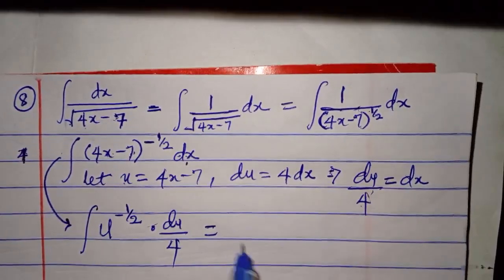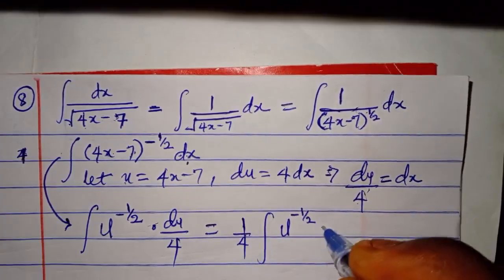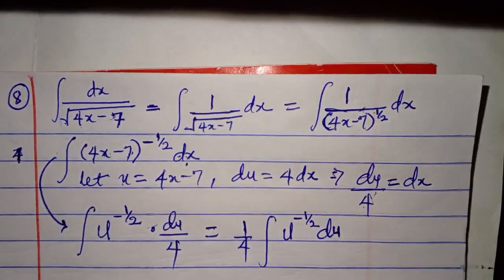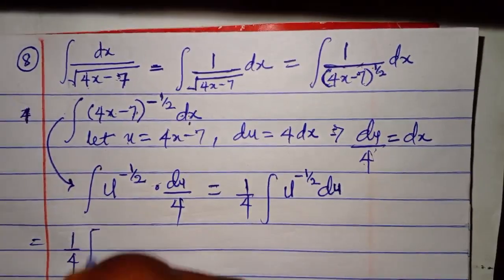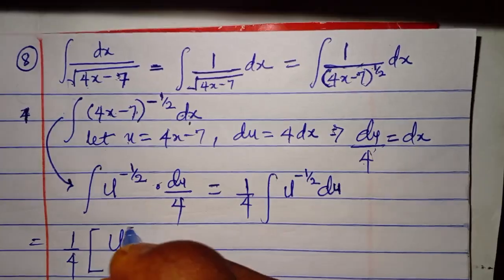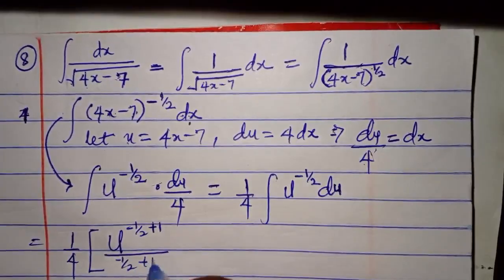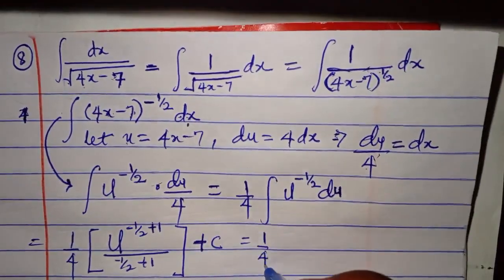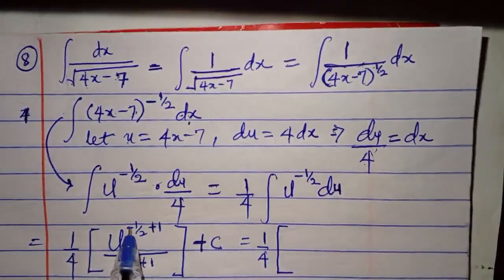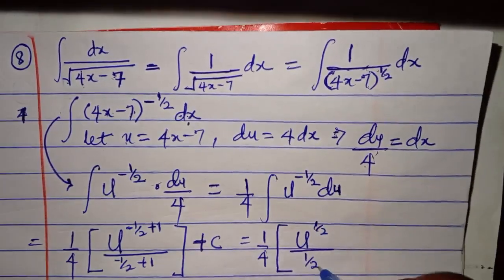So if 1 over 4 comes out, we have 1 over 4 into the integral of u to the power of minus 1 over 2 du. So applying the rule of integration on this, we have 1 all over 4, this is u to the power of minus 1 all over 2 plus 1, divided by minus 1 over 2 plus 1, plus the constant of integration. 1 over 4 all into, minus half plus 1 is half. The same thing there, plus half.